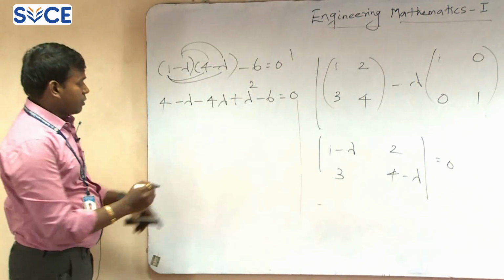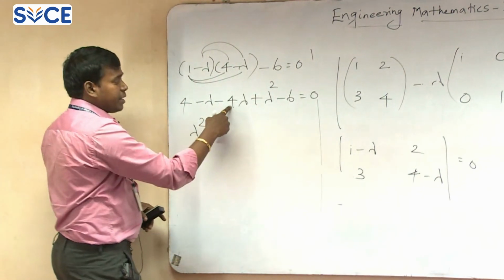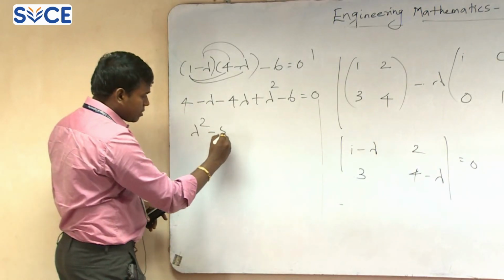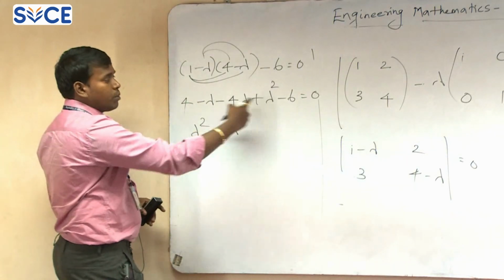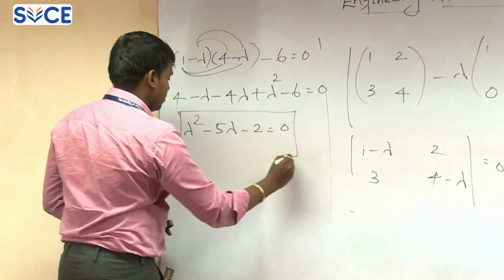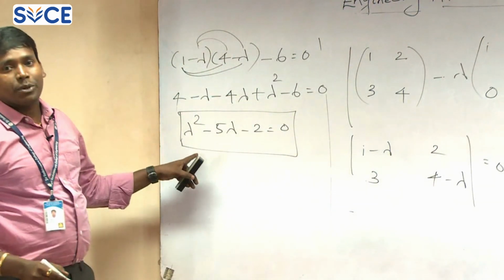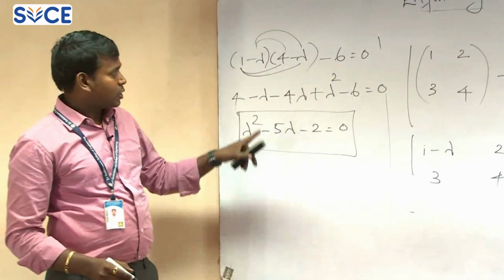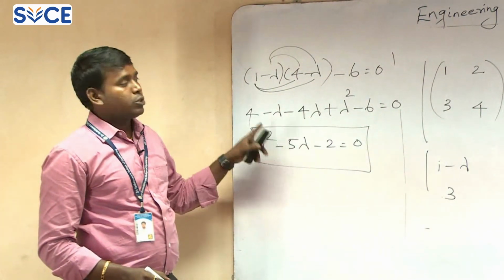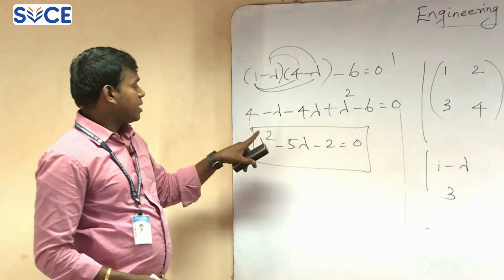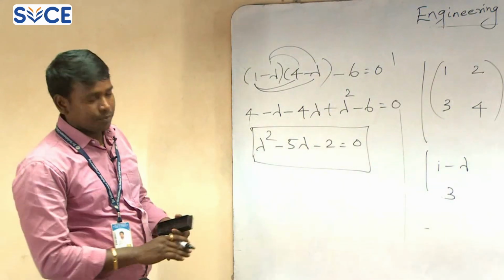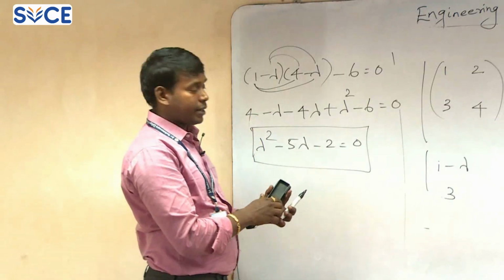Rearrange the equation. So first lambda square, minus 4 lambda minus lambda, here the coefficient is 1, so minus 5 lambda, 4 minus 6, so minus 2 equal to 0. So this is the characteristic equation of the given matrix. This is 2 by 2, and 2 by 2 means square, lambda square. If it is a 3 by 3 matrix, the first term must be cube, lambda cube. This is the example for a 2 by 2 matrix.